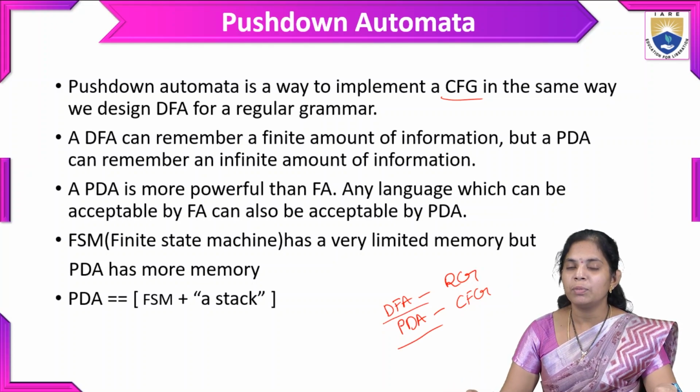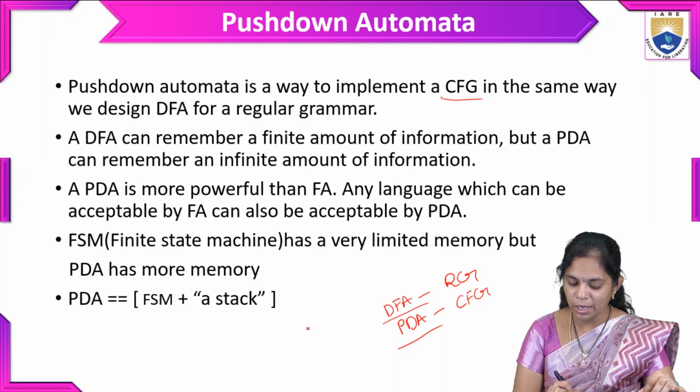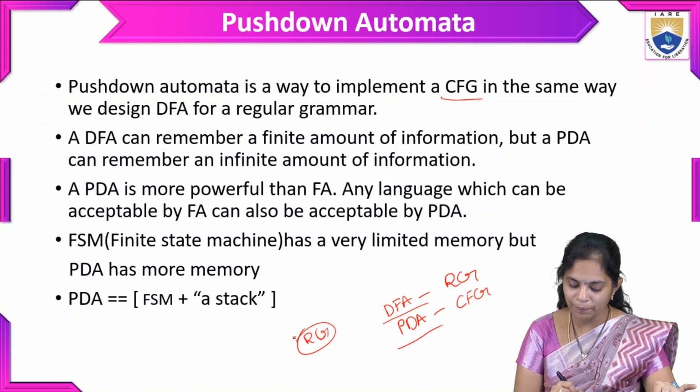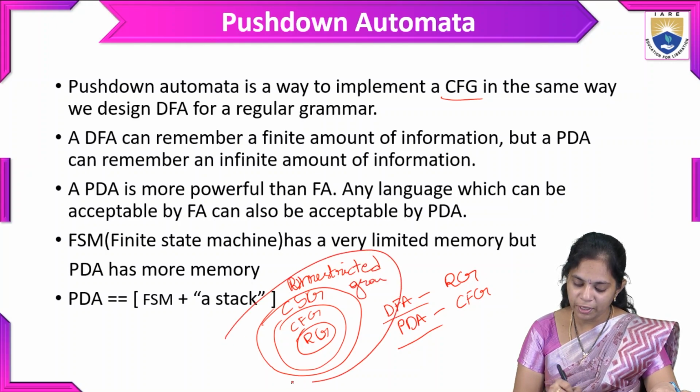So a DFA can remember a finite amount of information. So what is the difference? So here coming to the Chomsky hierarchy, we have 4 types of grammars. In that, regular grammars or type 3, which is a subset of context free grammars, and this context free grammar is a subset of context sensitive grammars, and this context sensitive grammar is a subset of recursively enumerable grammars, or unrestricted grammar. So these are the different types of grammars.